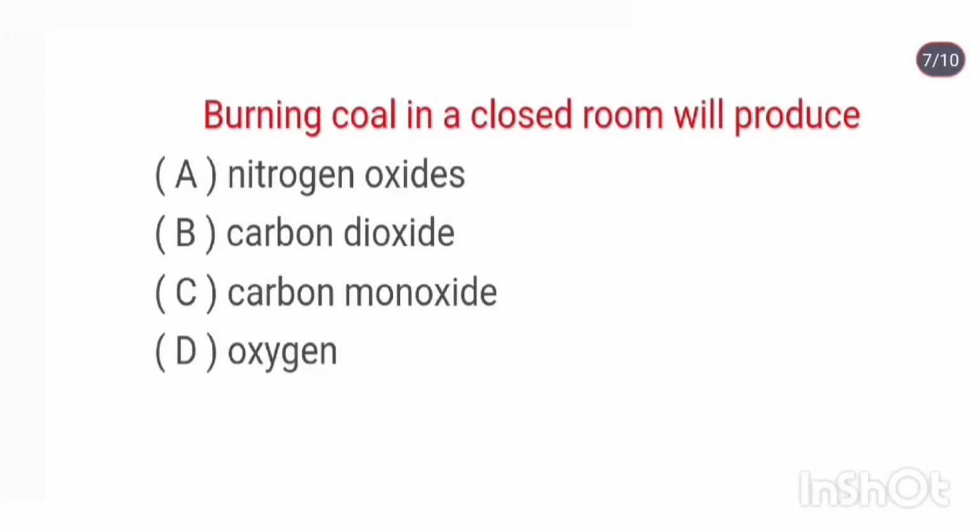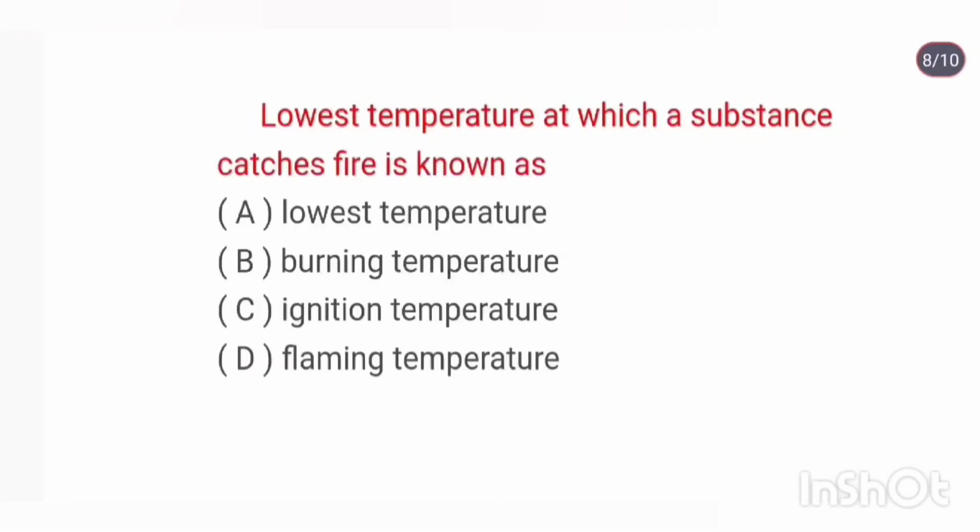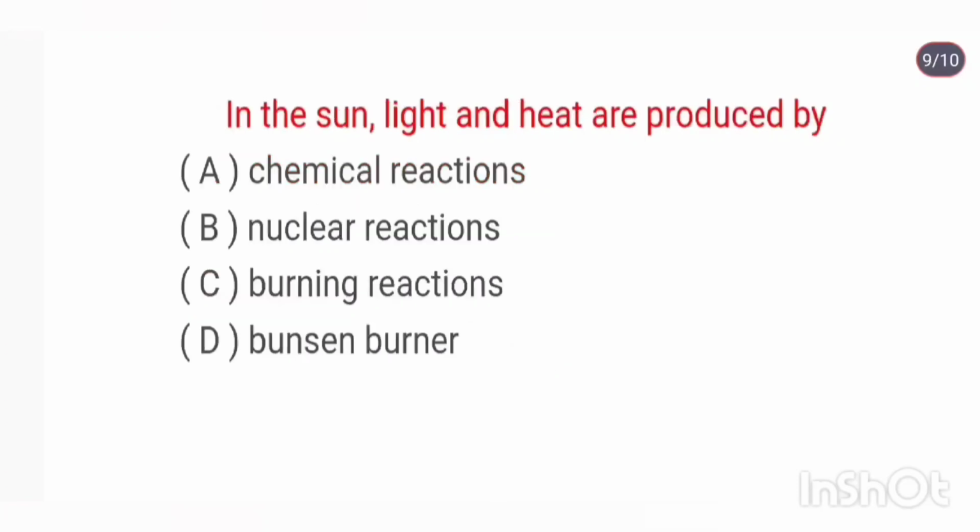Burning coal in a closed room will produce carbon monoxide. Lowest temperature at which a substance catches fire is known as ignition temperature. In the sun, light and heat are produced by nuclear reaction.